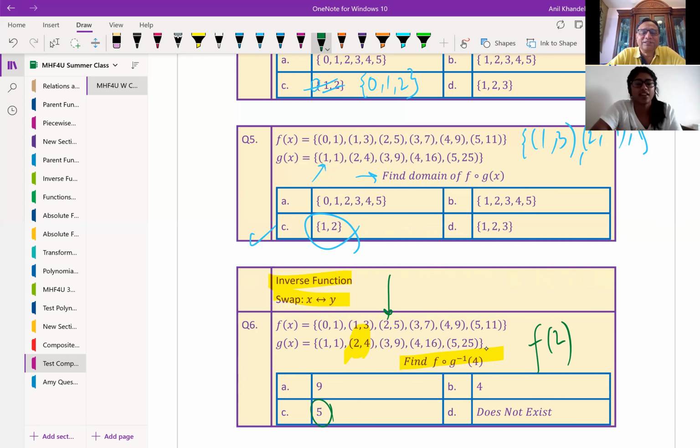Did they do questions with inverse composite function? We didn't do that, so I have introduced some here.